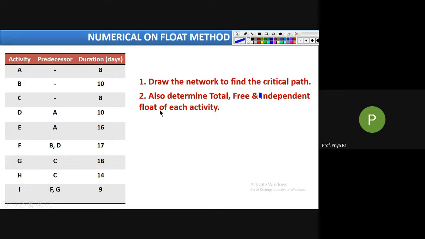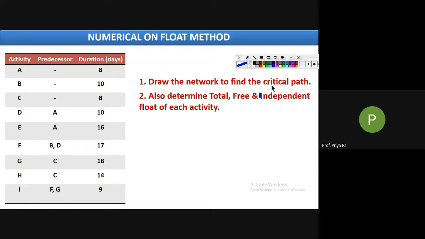Please keep ready your pencil, eraser, calculator, copy. Is it ready? Is it with everyone? Yes, ma'am. Okay, the question is: draw the network diagram to find the critical path. This float method, slack method, all these are the critical path method, that is your CPM. Till now we are learning only CPM.